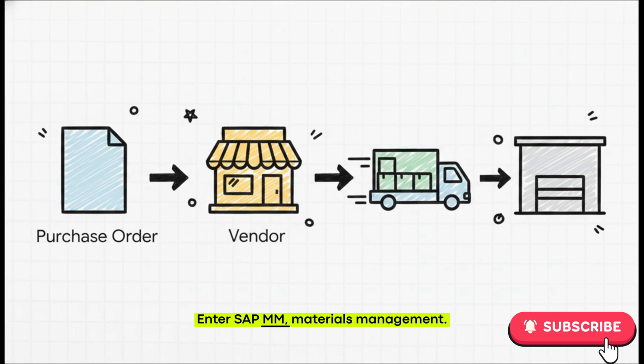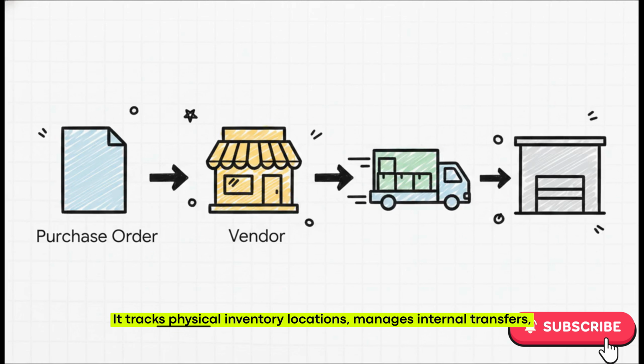Enter SAP MM, Materials Management. This is the module that ensures your company never, ever runs out of the raw materials needed to keep your supply chain running. It manages the procure-to-pay process. You'll use it to whip up purchase orders, maybe using T-code ME21N to buy stock from your vendors. It tracks physical inventory locations, manages internal transfers, and holds massive databases of material and vendor records. Basically, it keeps the shelves stocked.